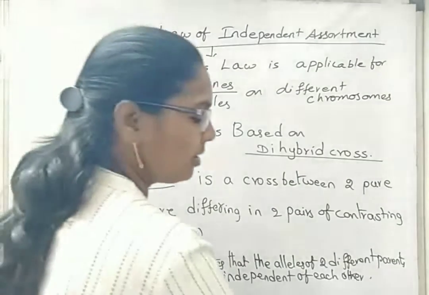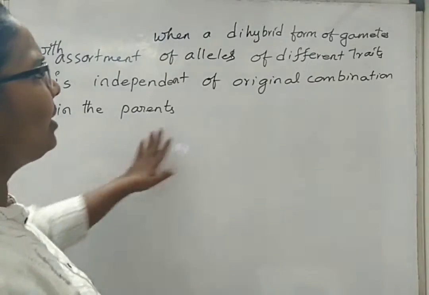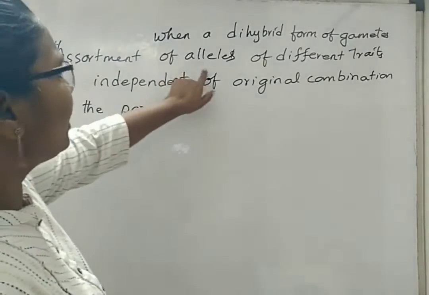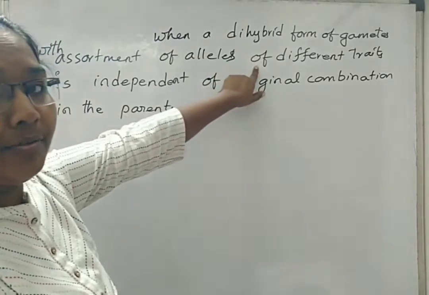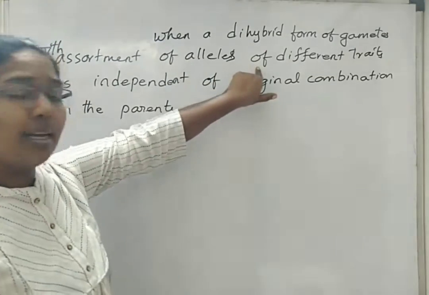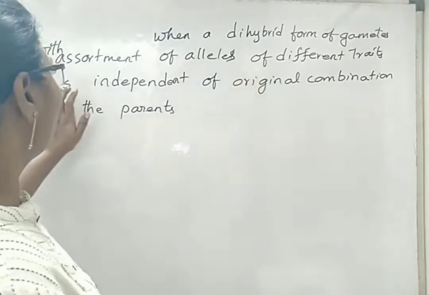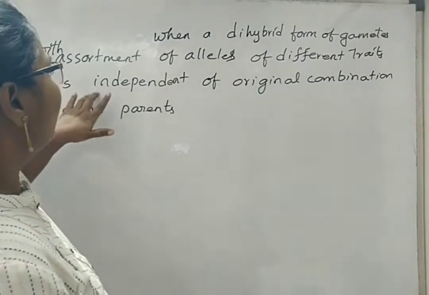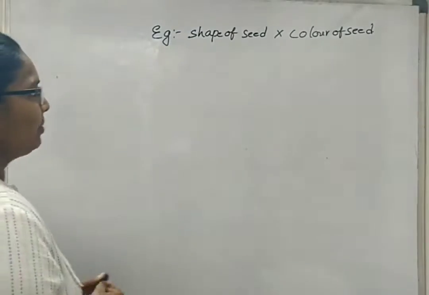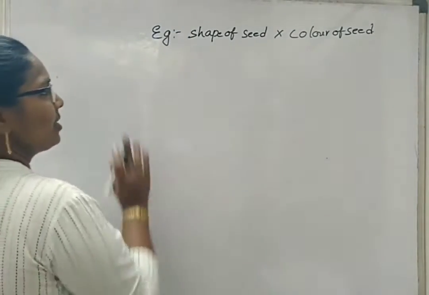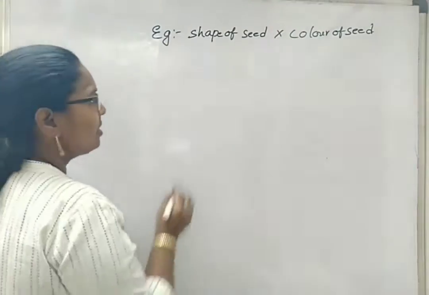Now, another type of definition is also there, that also we will see now. When a dihybrid forms gametes with assortment of alleles, meaning the gametes contain different types of alleles, that are of different traits, in the sense that they have different genotypes and express different phenotypes also, that gamete is independent of the original combination of the parents. So we will see one of the best examples under dihybrid cross, which is given according to NCERT, that is shape of the seed versus color of the seed.